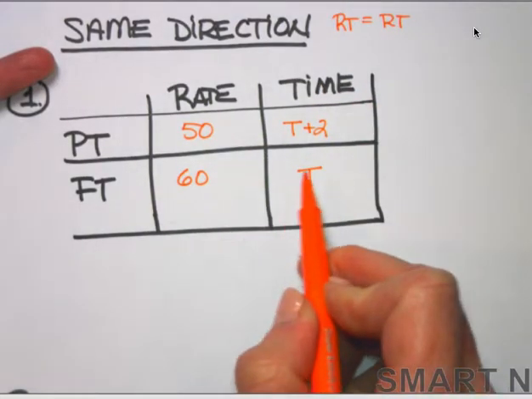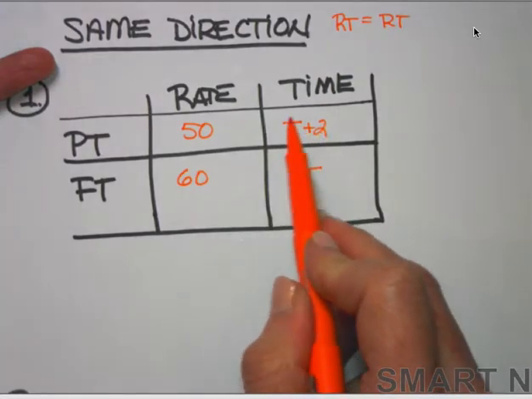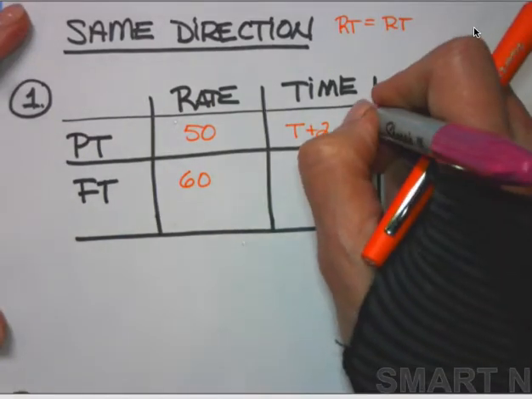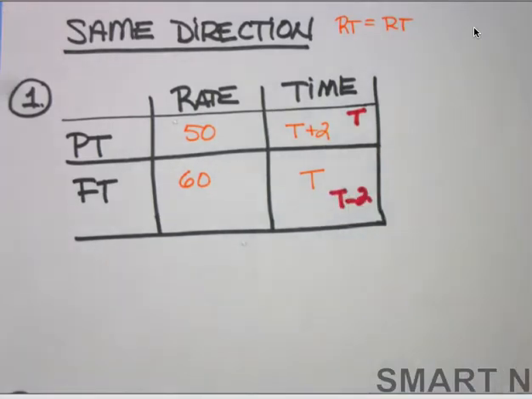If I choose to let the freight train be t, the passenger train is traveling for 2 hours longer than the freight train. I would also have the option to do it differently. I'm going to solve mine like this, but if I wanted to, I could let this be t, and then this would be t minus 2. So you just need to decide what works for you, which one you prefer.